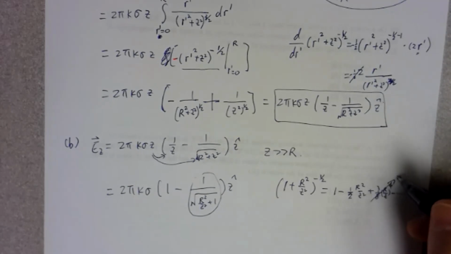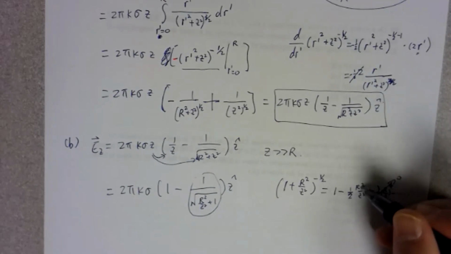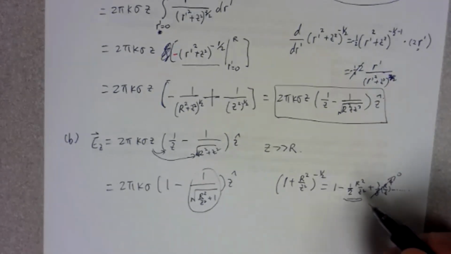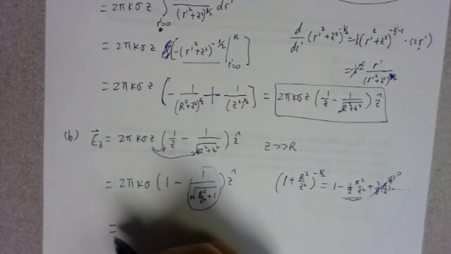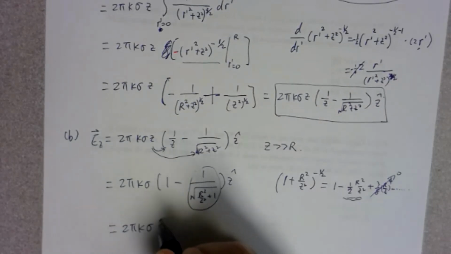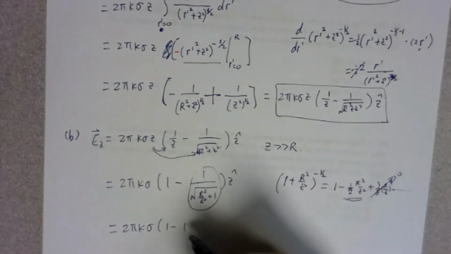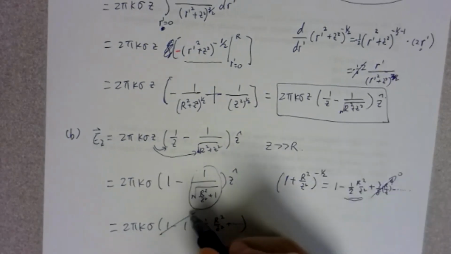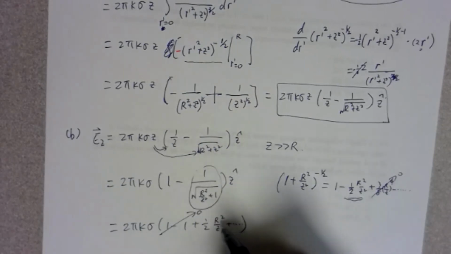More higher order terms, but this one is already close to 0 because z is much larger than r, so this one is approaching 0. So this is the first order approximation. Take the inside of this parenthesis here: you have 2 pi k sigma of 1 minus 1, right? And then minus becomes plus 1/2 r squared over z squared, and then plus smaller terms. So that goes to 0. And then this 1/2 and then 1/2 will actually cancel.